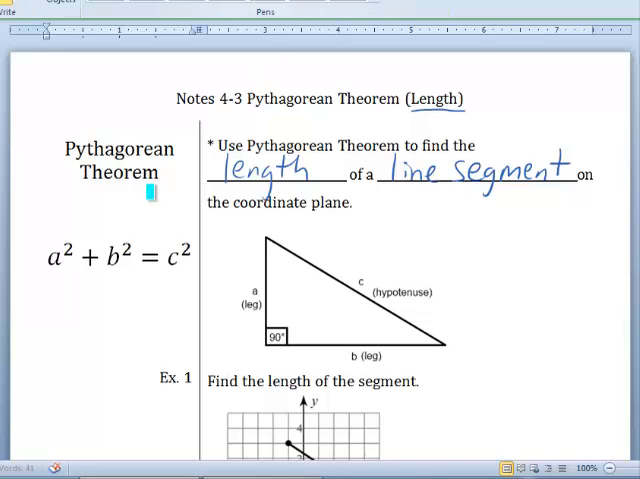You should know what the Pythagorean theorem is. You've seen it in middle school or some other time. The Pythagorean theorem is a squared plus b squared equals c squared. That is only applied to a right triangle. You cannot use the Pythagorean theorem on a non-right triangle.